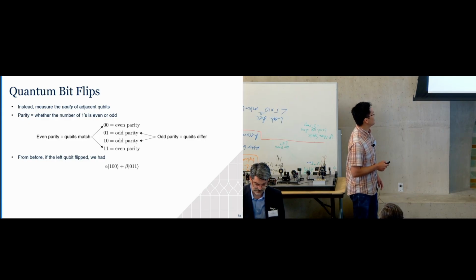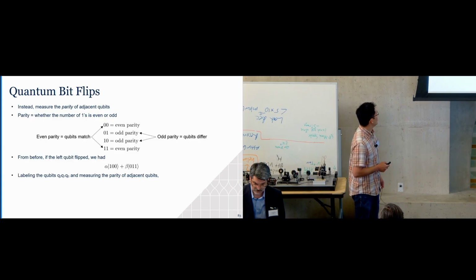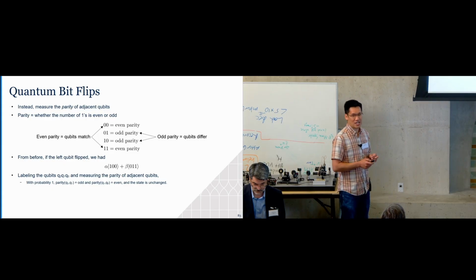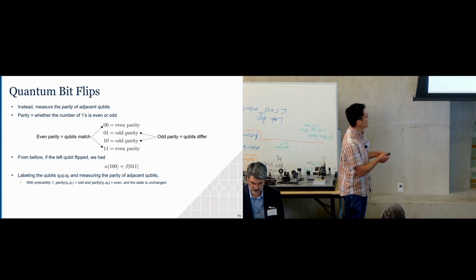Let's see how we can apply that to this state where the left qubit has flipped. Let's go ahead and label these qubits just so I can give them a name. Let's call these Q2, Q1, Q0. I'm going to measure the parity of adjacent qubits, so the parity of the left 2 qubits and the parity of the right 2 qubits. What we see is that here the left 2 qubits have odd parity, they differ, and here the left 2 qubits also have odd parity, because they again differ. And then the right 2 qubits have even parity, they match. And here the right 2 qubits also have even parity, they match.